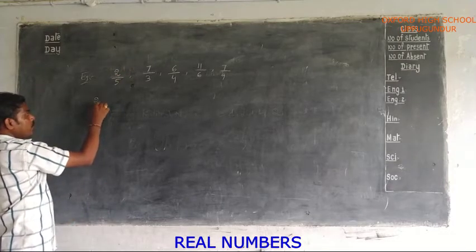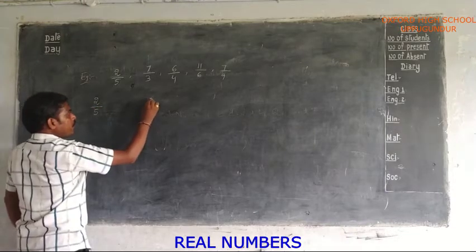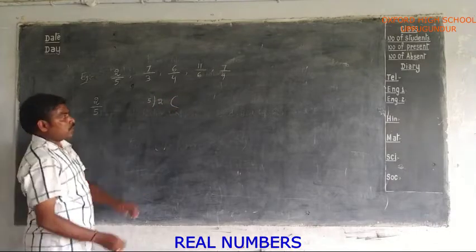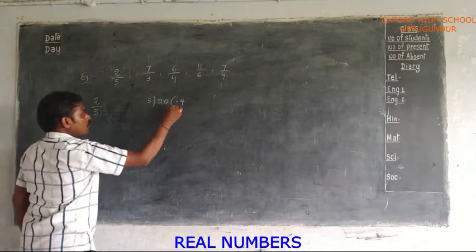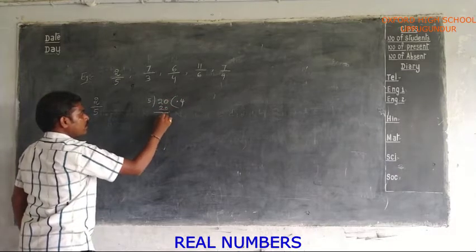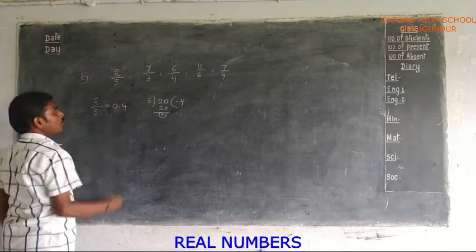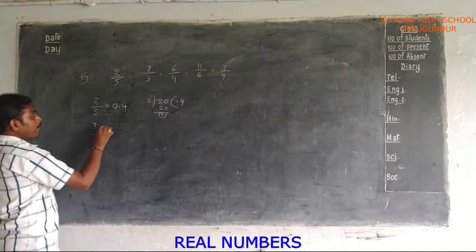If you want to find the decimal form of 2 by 5, with 5 you have to divide 2. With 5, 2 is not divisible. That's why you have to put a point here, and here you have to put 0. 5 4s are 20. Remainder is 0. So 2 by 5 equals 0.4.